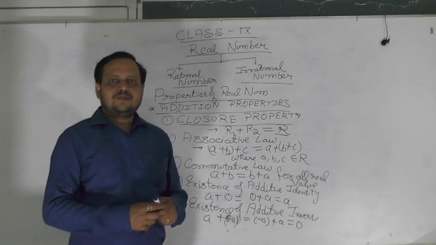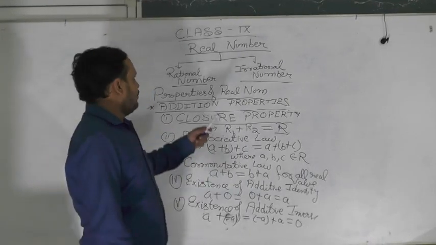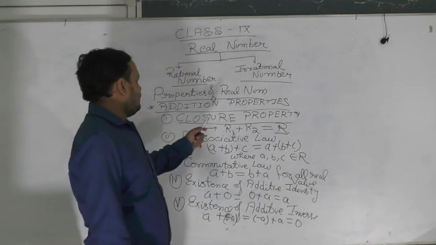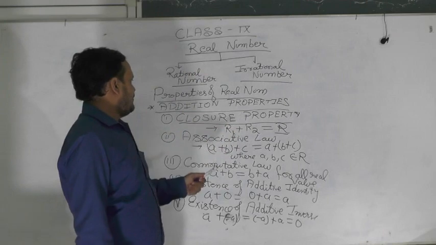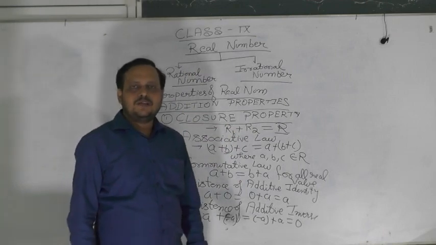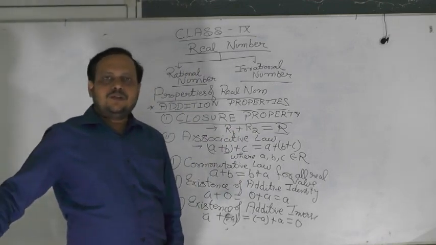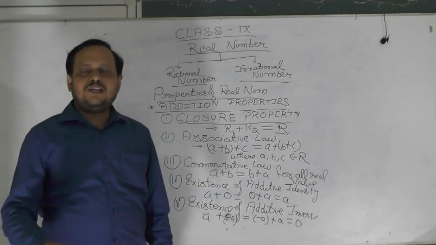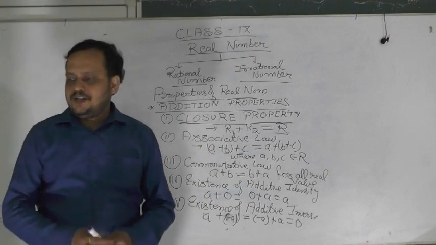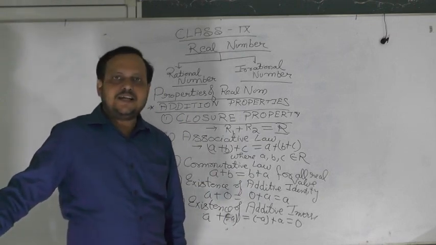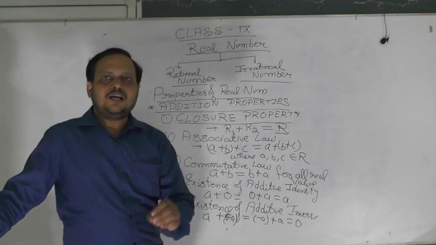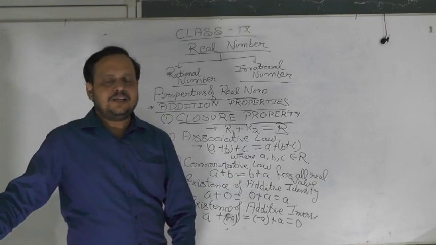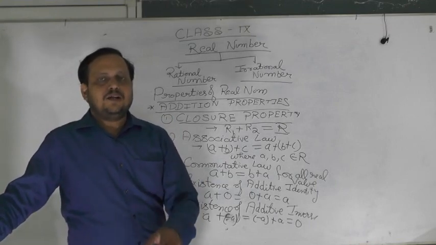Good morning, class. Today we are going to discuss a very important topic of class 9, that is real numbers, exclusively their properties, that is addition properties and multiplicative properties. But before discussing these properties, just recall what is a real number. A number whose square is non-negative is said to be a real number.